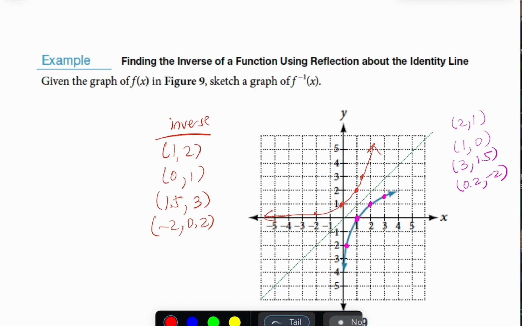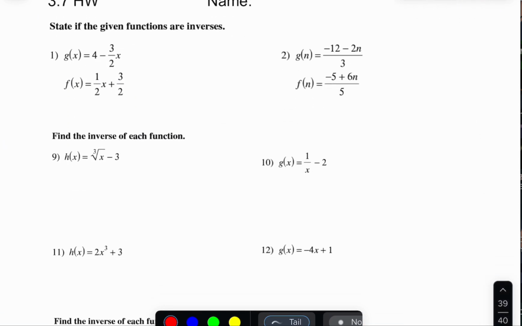So that's a little bit about inverses, and your homework is right down here.